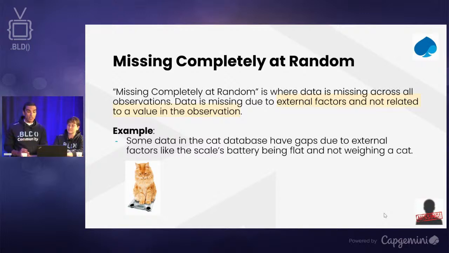For missing completely at random, we have data that is missing from our data sets due to some external factor, or is not related to any value in the observation. Let's say, for example, we are getting data from many observations of cats, and somehow some inputs are not coming through because the sensor is not on, or the scale's battery is not working properly, but it's not related to the data set at all.